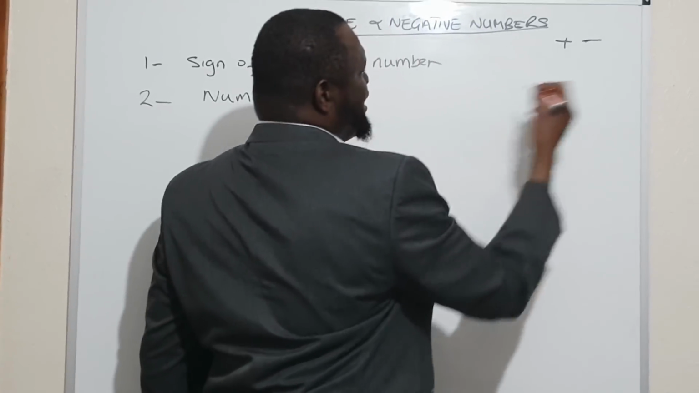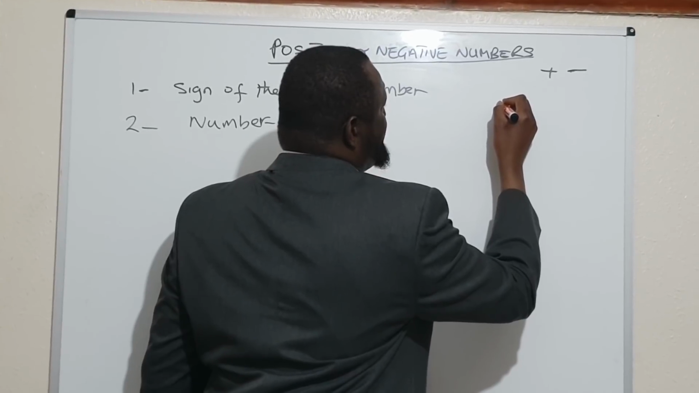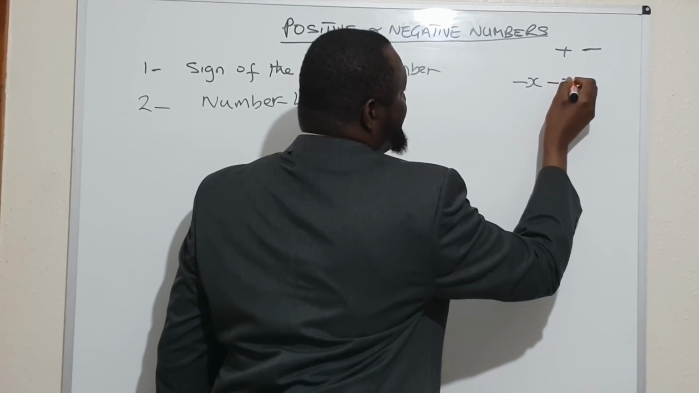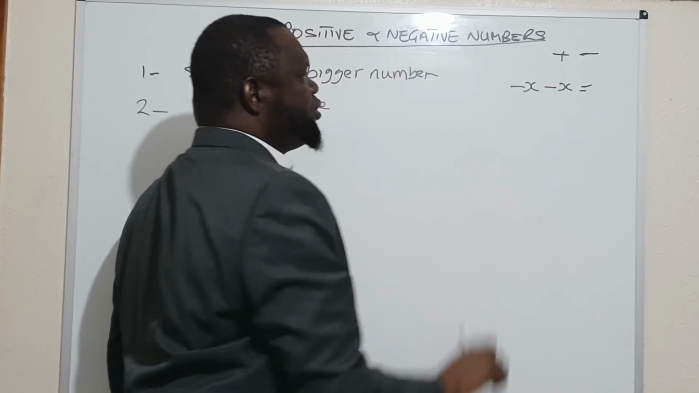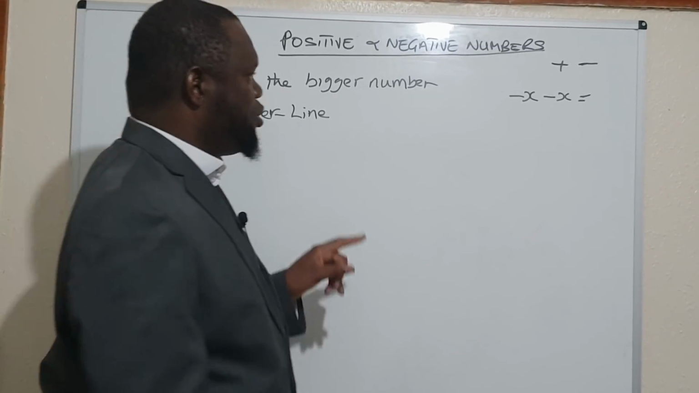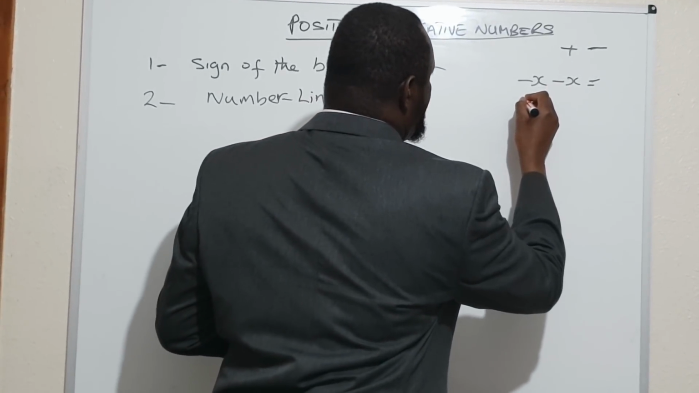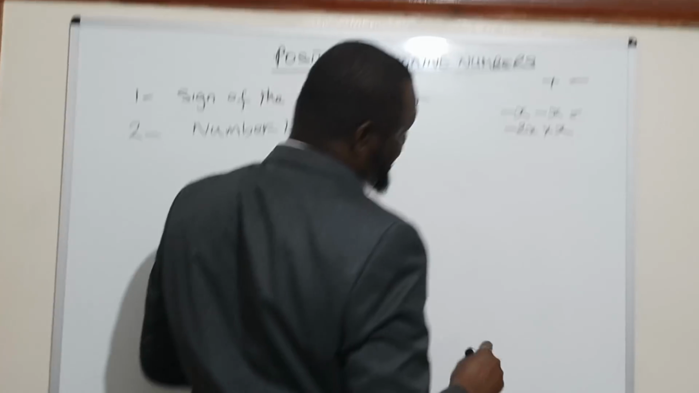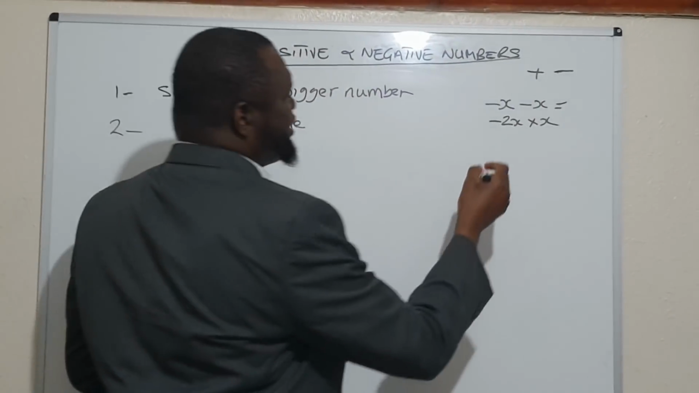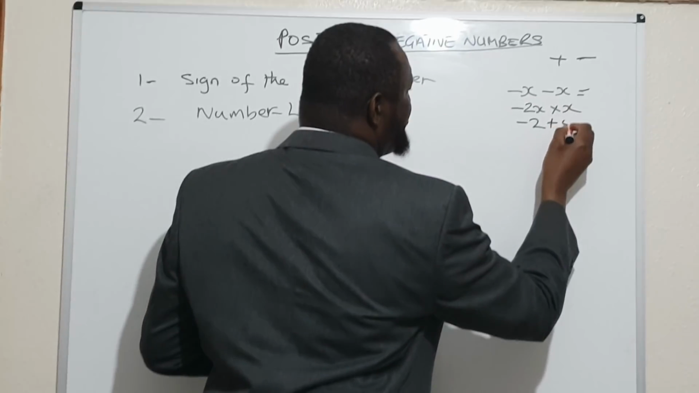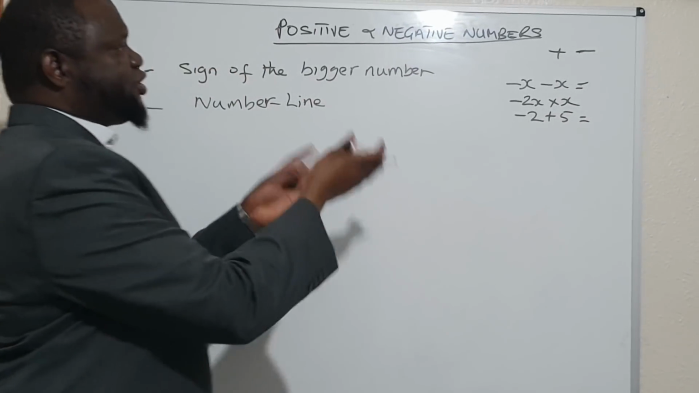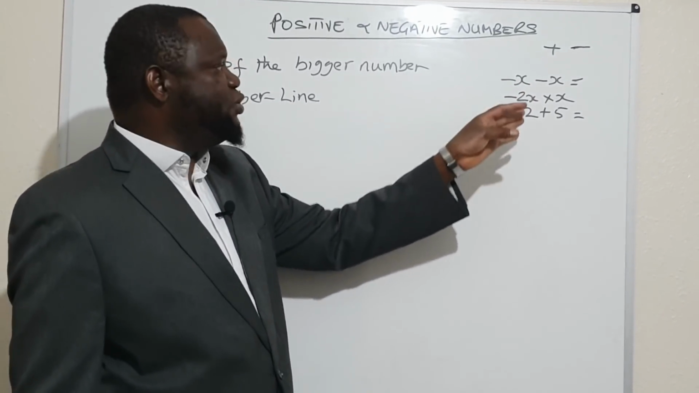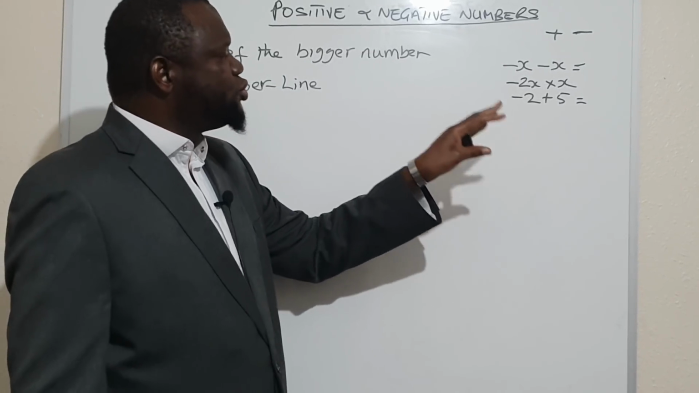Now, an example is if somebody tells you, what is minus x, minus x. See, this is how we use signs in maths. Or somebody tells you what is minus 2x times x. This is how this thing comes. Or somebody says what is minus 2 plus 5. So how to answer questions like this? In mathematics, you use x. X means unknown. Okay? That's why we use x. It means unknown.